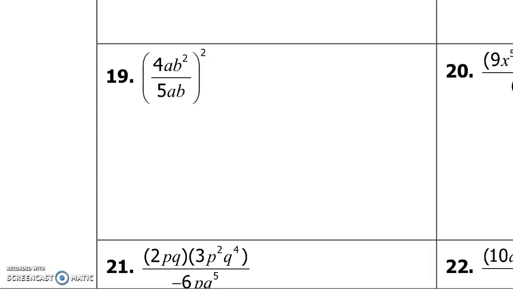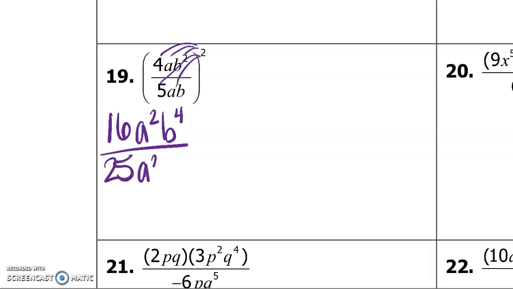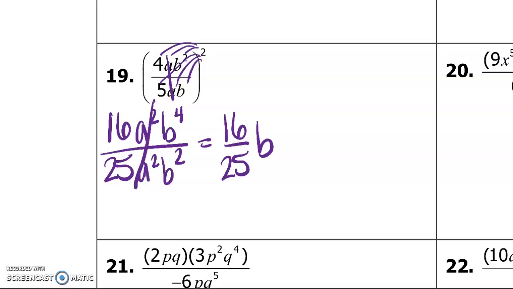So same thing here. Do each one separately. 4 squared is 16, a squared, b to the 4th. 5 squared is 25, a squared, b squared. 16 over 25 can't be simplified, so just rewrite it. Your a's cancel out. A to the 0 is just gone. You actually could have realized that at the beginning and not worried about writing them in the next line. And then we would have b squared.